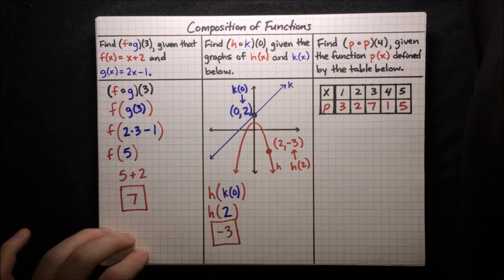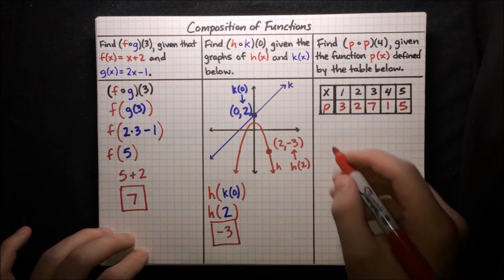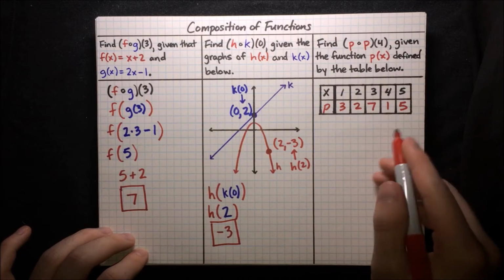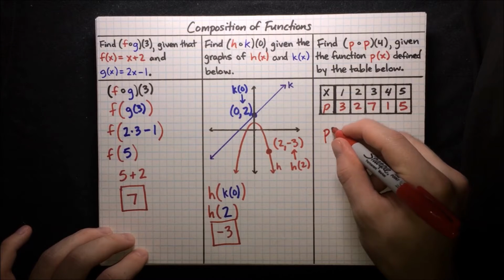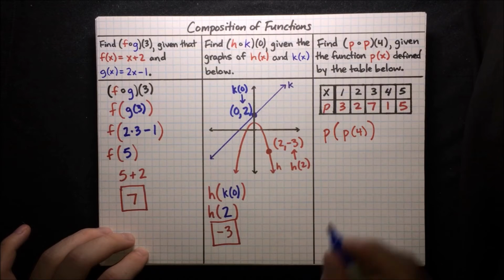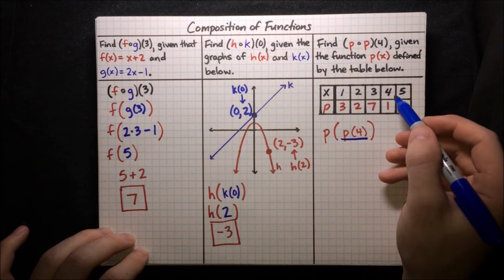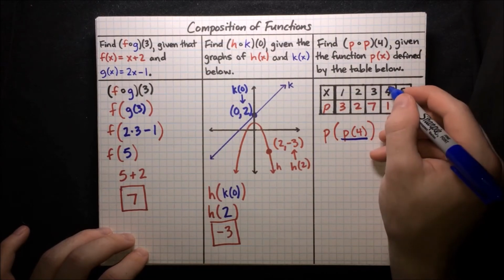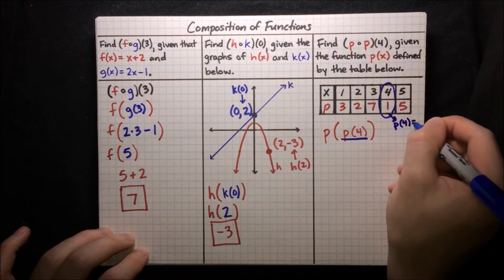On to the last problem on the slide. Find p of p of 4, given the function p of x defined by the table below. Alright, so we've got our function p of x, some x and p values here, just inputs and outputs, and we want to calculate p of p of 4. So really, we want to calculate, quite literally, p of p of 4. Okay, so what is p of 4? Well, we just look at the table. For the input x equals 4, we have the output p equals 1. So this is telling us that p of 4 equals 1.